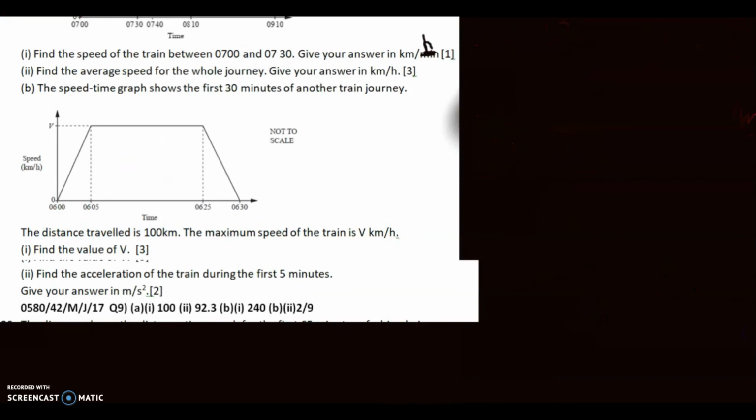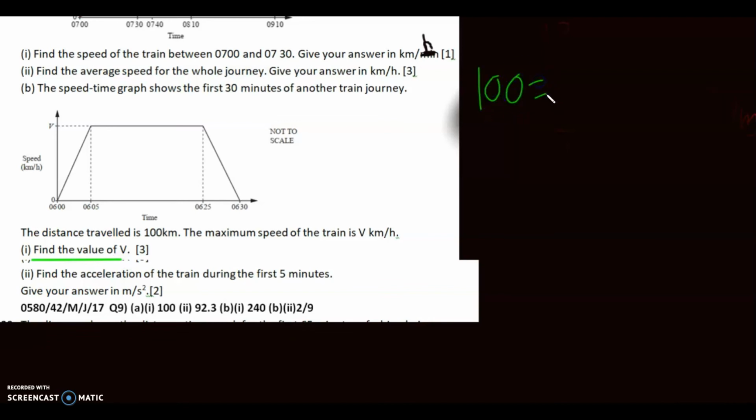The speed time graph shows the first 30 minutes of another train journey. The distance traveled is 100 kilometers. The maximum speed of the train is v kilometers per hour. Find the value of v. So we already have the distance, which is 100 kilometers.